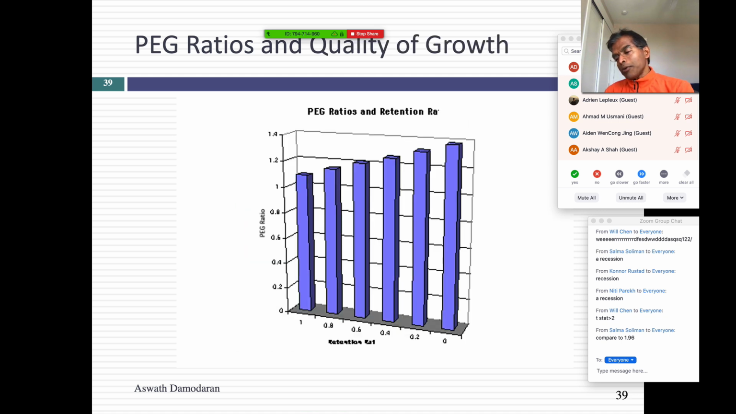I also looked at what would happen to the PEG ratio if you had a higher payout ratio, if your return on equity were higher. Again, no surprises. Holding all else constant, if you are a more efficient deliverer of growth, if you have higher returns on equity, your PEG ratios will increase. So higher risk lowers your PEG ratio, higher return on equity increases your PEG ratio.